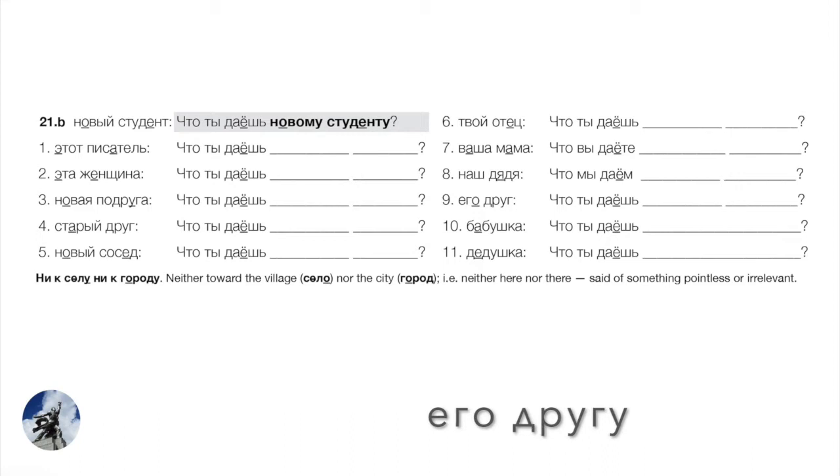Okay, remember его, when it's playing the role of his, is never going to change, ever, right? Что ты даешь его другу? What are you giving to grandma? Что ты даешь бабушке? Right, feminine. And what are you giving to grandpa? Now, grandpa, again, is masculine, but he's got feminine endings in Russian. So, что ты даешь дедушке?